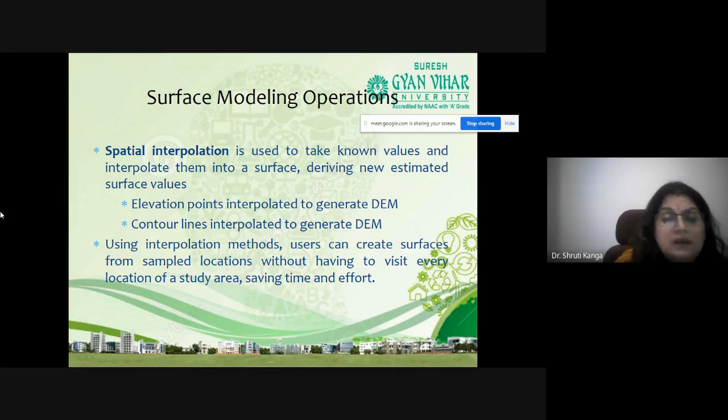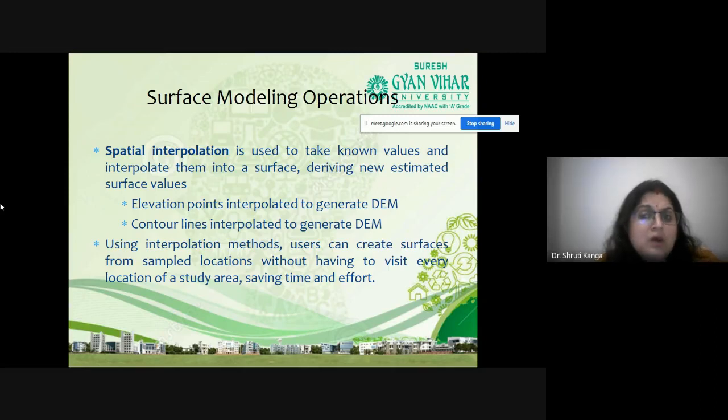Then the next operation is spatial interpolation. In spatial interpolation, we take known values and interpolate them into a surface, deriving new estimated surface values. So while we are creating a DEM from a DTM, based on these known values we are interpolating those values and generating a new set of values, where we are representing a complete area in terms of those interpolated values.